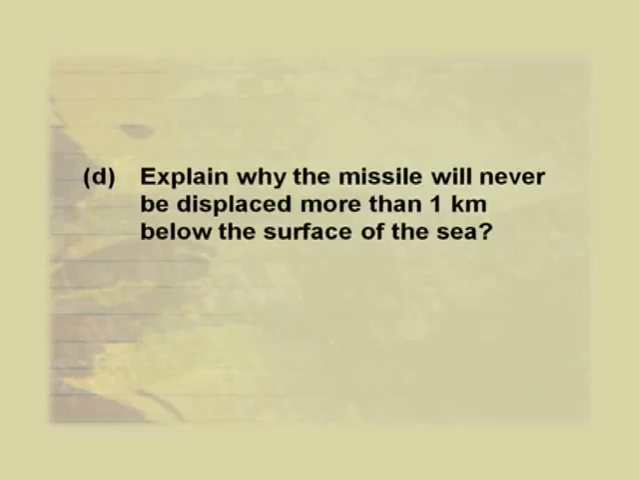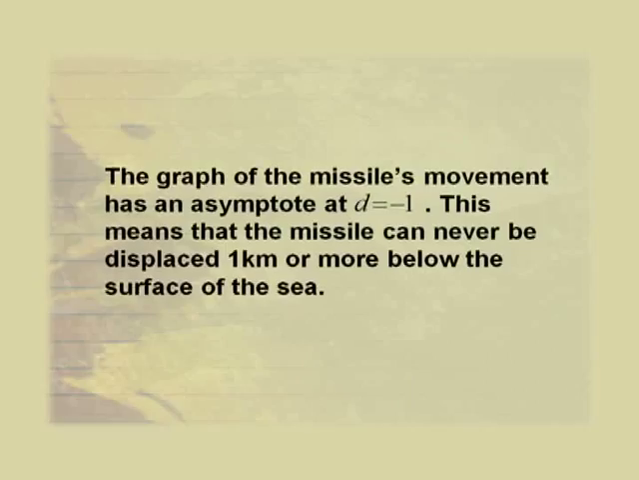And then explain why the missile will never be displaced more than 1 kilometer below the surface of the sea. The graph of the missile's movement has an asymptote at d is equal to negative 1. This means that the missile can never be displaced 1 kilometer or more below the surface. Guys, talking about asymptotes. And that was it.